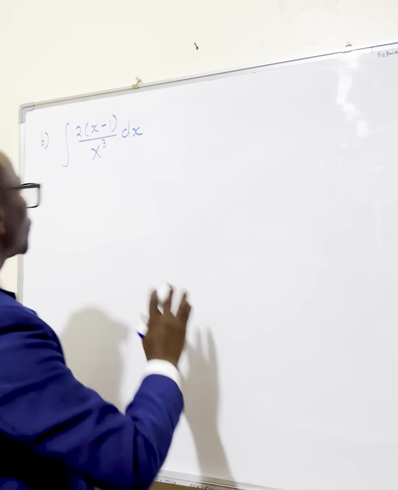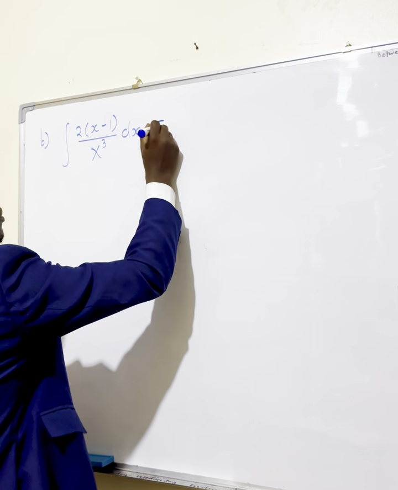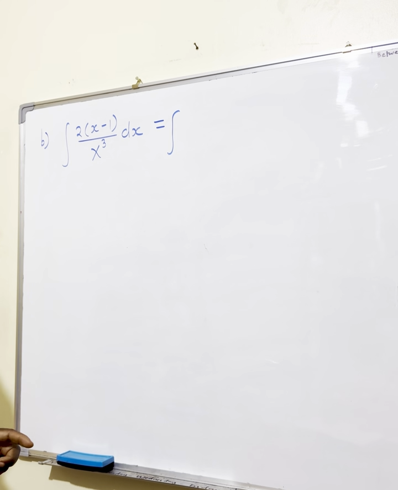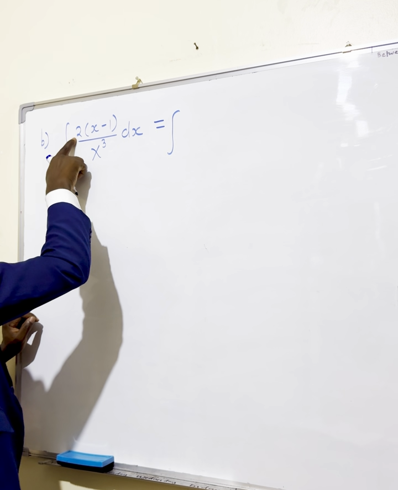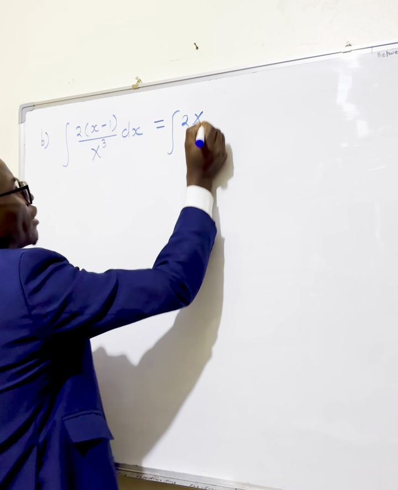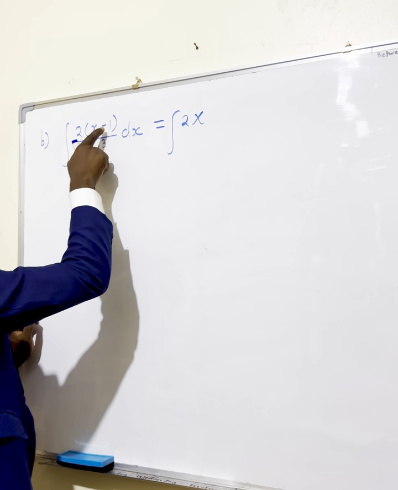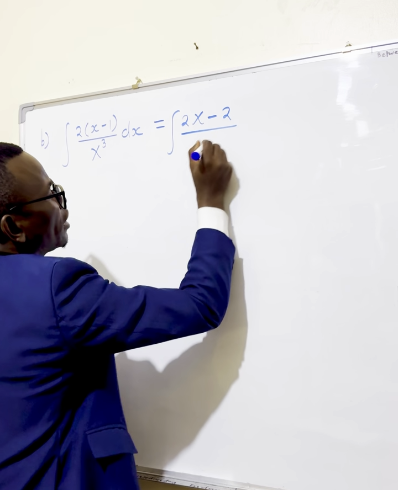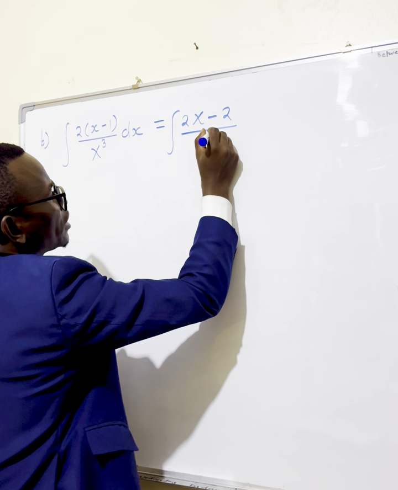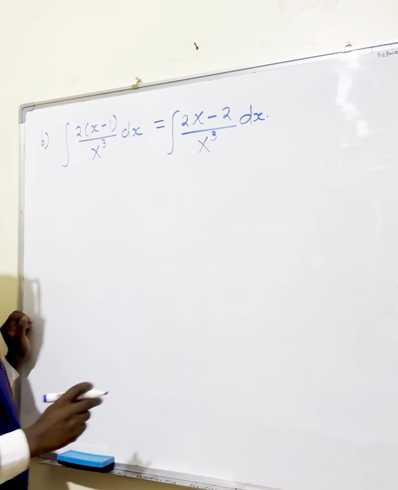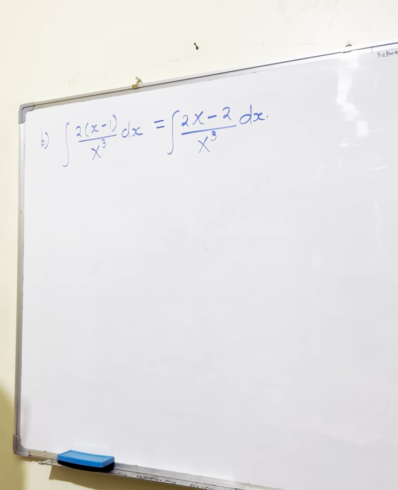Now, if I want to do part B, I'm going to begin by expanding the numerator, okay? So I'm going to get these 2, I multiply with the x to get 2x. Then I get 2 times negative 1 to get negative 2. Everything divided by x what? Cubed multiplied with what? With dx.